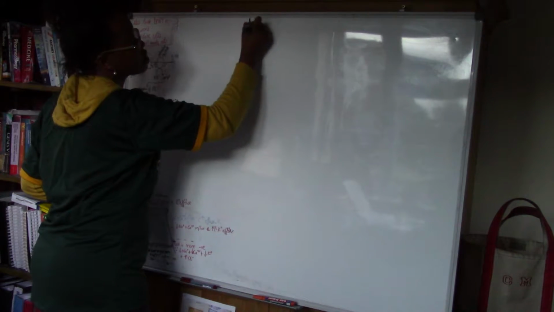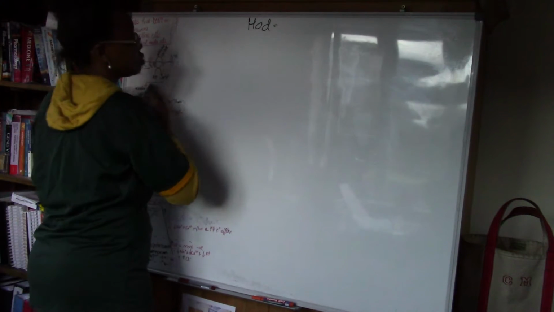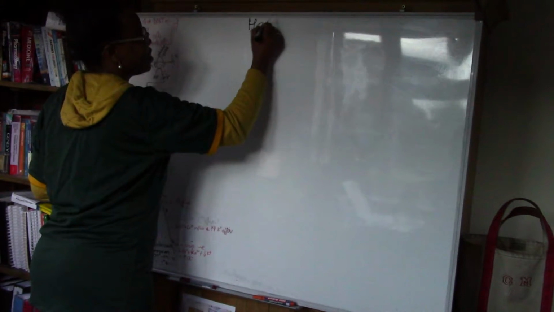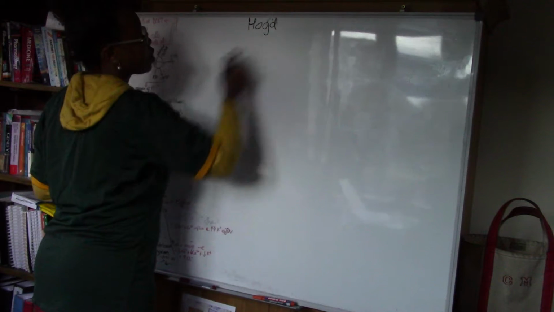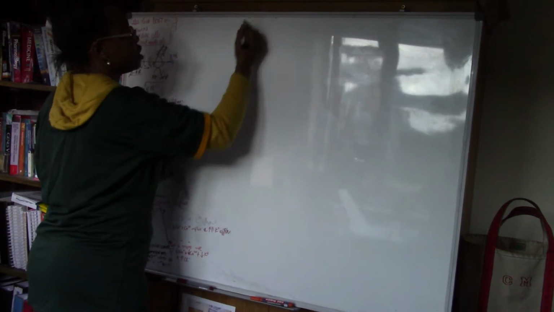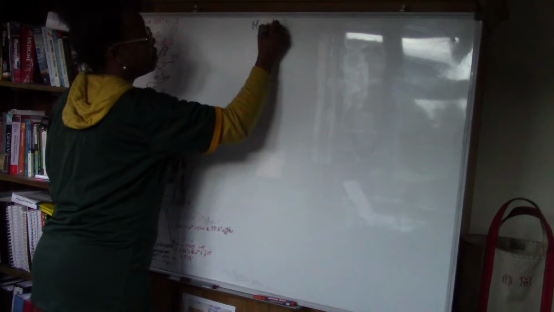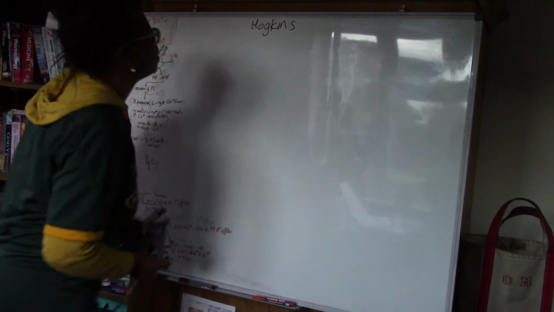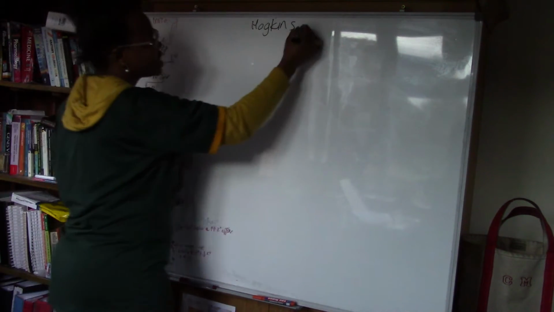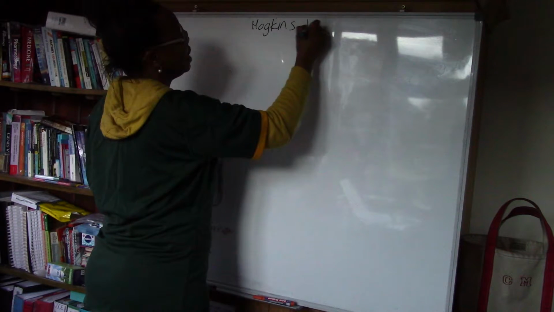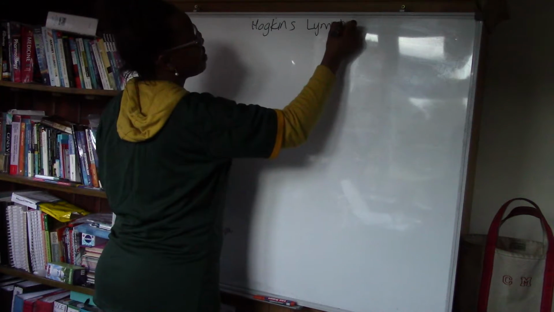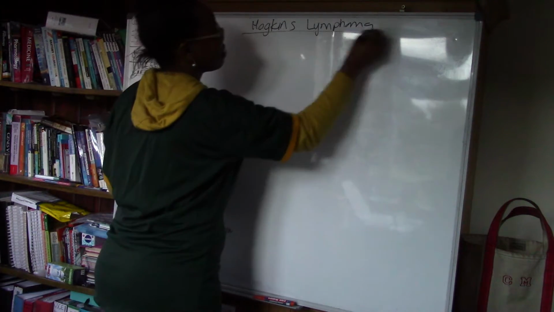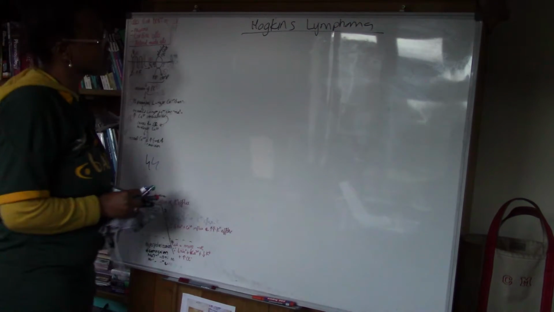So Hodgkin's lymphoma, or did I really say, oh my god, I cannot spell for the life of me. Non-Hodgkin's lymphoma. I think that's how you spell it. For example, whenever I get to the board, I find that my spelling just goes.